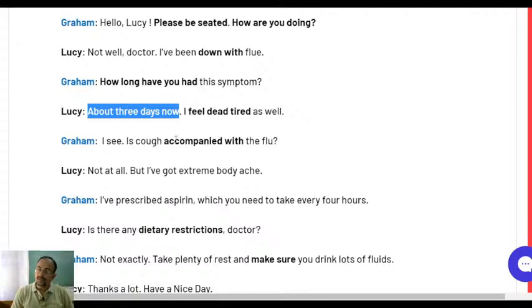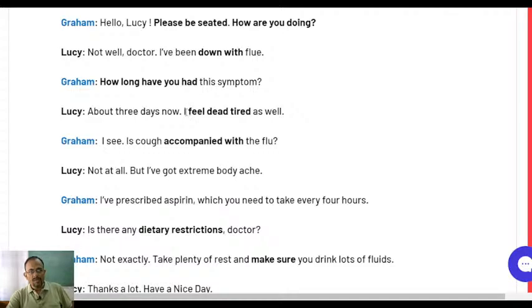About 3 days now. Don't say I have been. Again, don't repeat the sentence given in the question, or the sentence which someone else has asked you. How long have you been down with this symptom? About 3 days now. Don't say again I have been down with the symptom for 3 days now. No, in spoken English we've got to say only the short sentences, right? About 3 days now, about 4 months now, about 2 days now, etc.